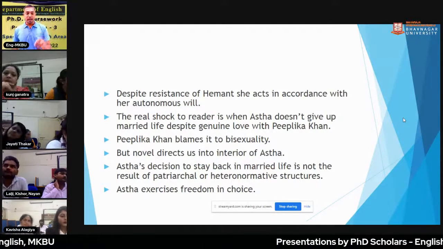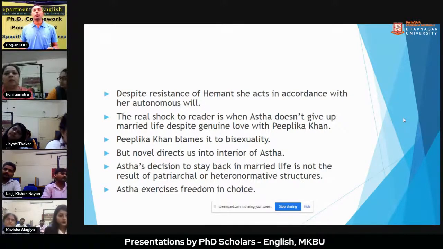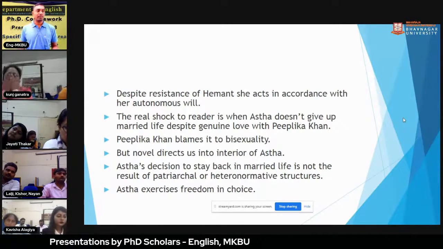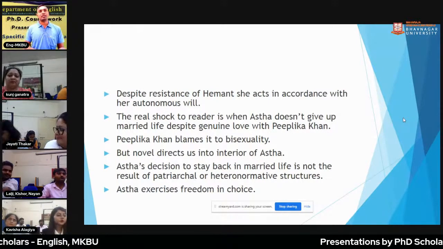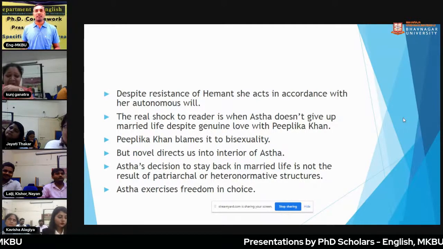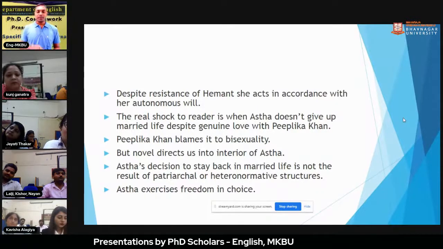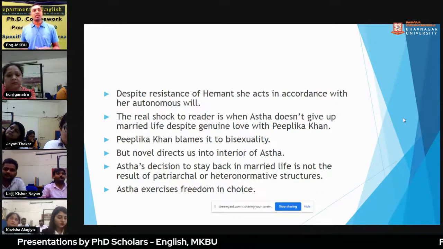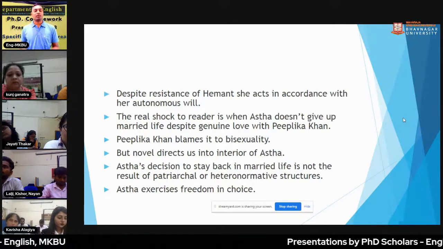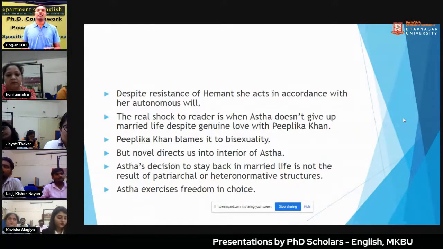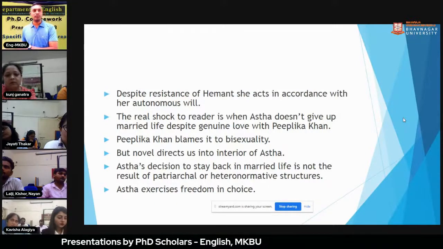Now, after having the relationship with Peeplika Khan, there is one point of time when they had to separate. Peeplika Khan actually wishes, she wants Asta to accompany her, to give up the family and come with her, and we will stay together. But Peeplika Khan's request, or insistence, is ignored at the end of the novel by Asta, and Asta decides to stay back at her home and not go with Peeplika Khan.